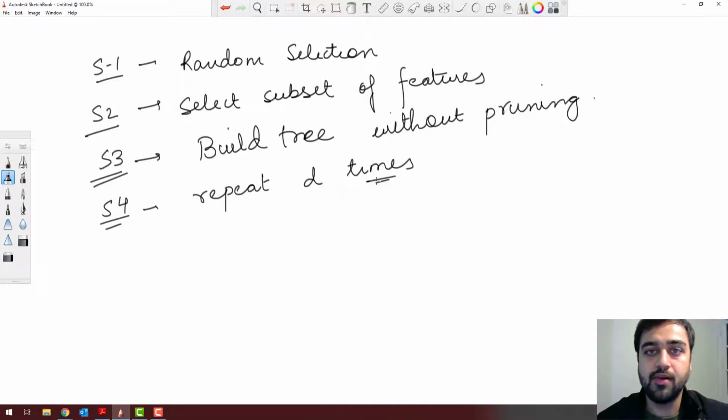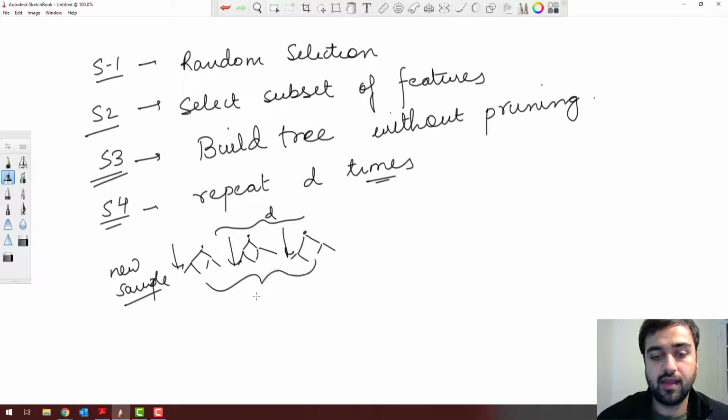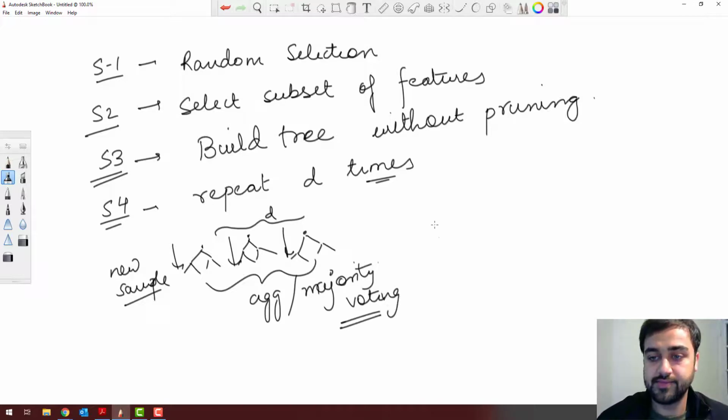Now for every new sample, what you need to do is predict the output using all of the trees inside the random forest and take the average or majority voting, right? So there might be n number of trees like this in the forest, right? D number of trees, I'm sorry, because we have repeated d times. So once you get a new sample, you run the sample through all of these trees, right? And then you aggregate the results, or through majority voting, you aggregate the results, right?